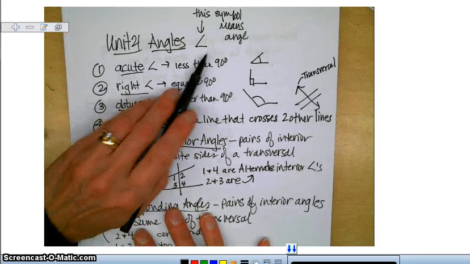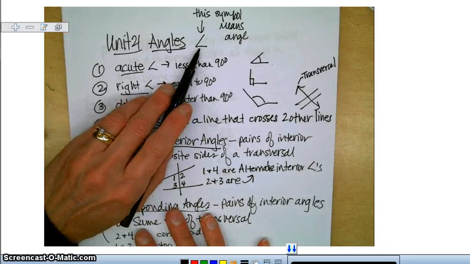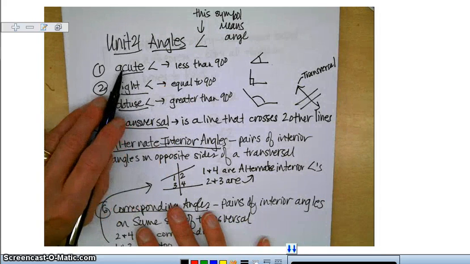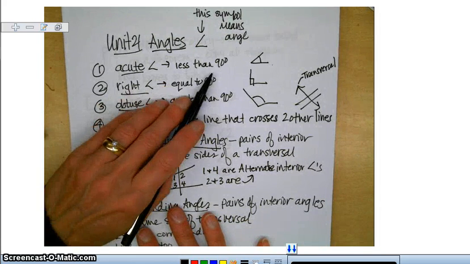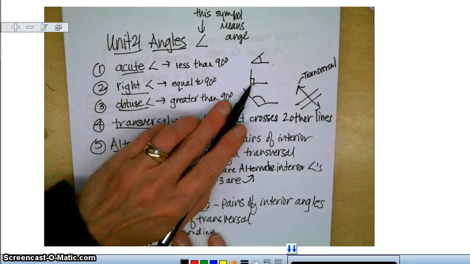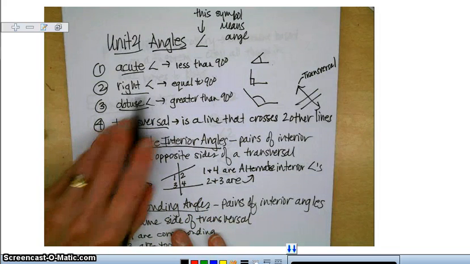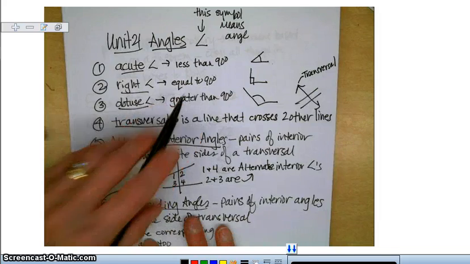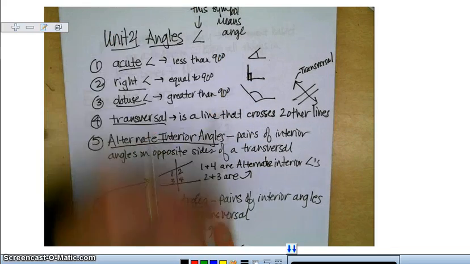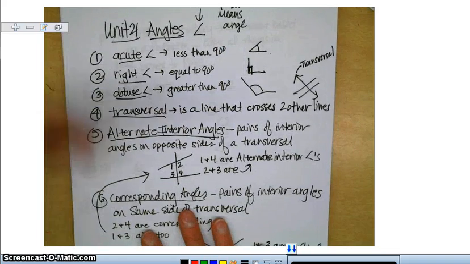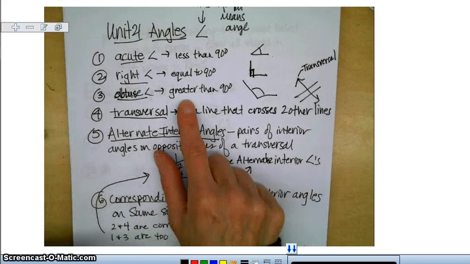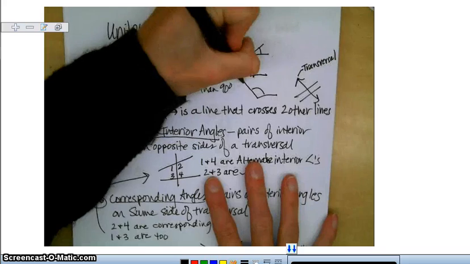So angles, this symbol right here means angle. So I don't write the word angle out a lot. I write that symbol. So an acute angle is an angle that is less than 90 degrees. So it'll always look a little smaller than this, because a right angle is an angle that is equal to 90 degrees, and any angle that's equal to 90 degrees, they'll put this little square box in the corner to tell you that it's a 90-degree angle. An obtuse angle, O-B-T-U-S-E, is greater than 90 degrees. So it'll look bigger than that angle.